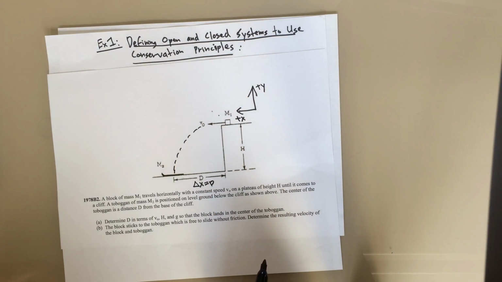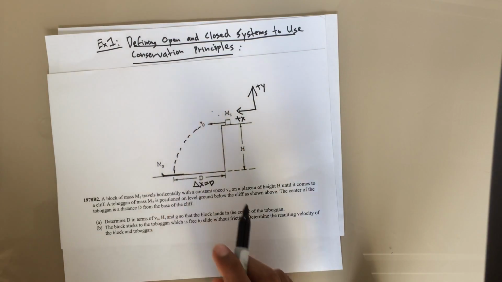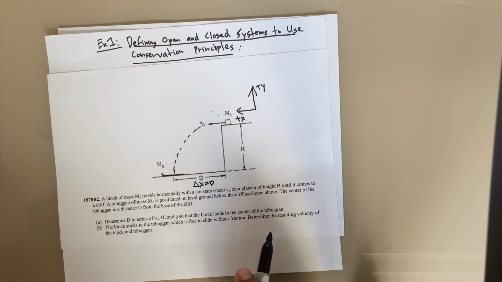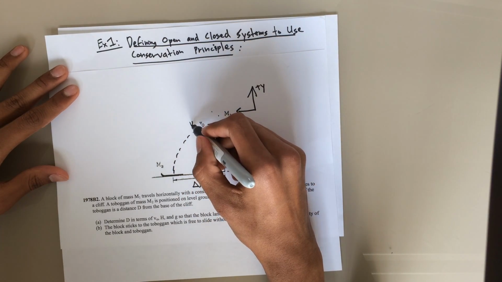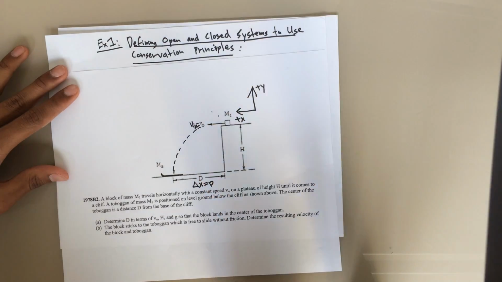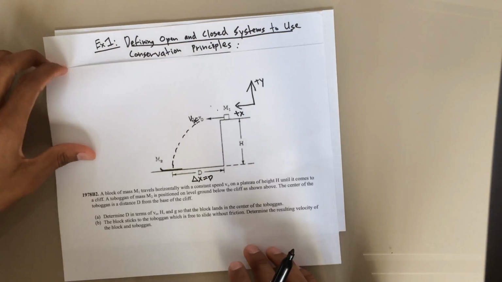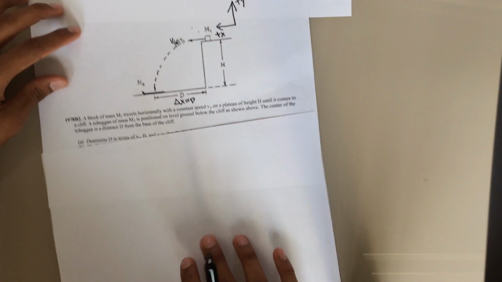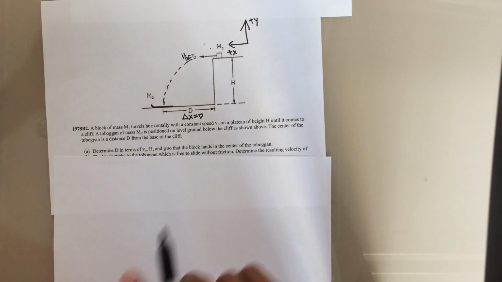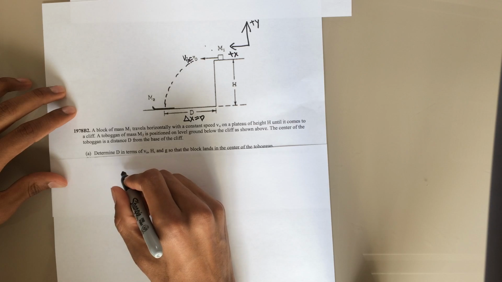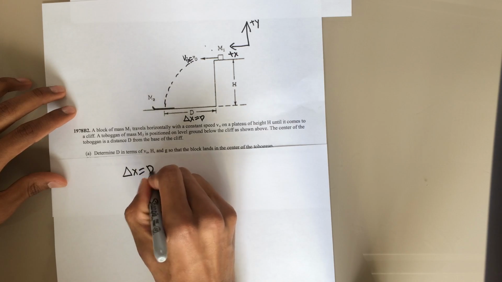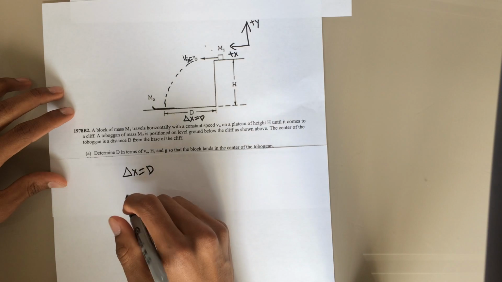to the center of the toboggan, and then it'll be a distance d from its original position. And we're saying that its initial velocity is v0, so you can say v initial x is equal to v0. So if we use our kinematic equations, we need to have delta x equals d, and these are our initial values.